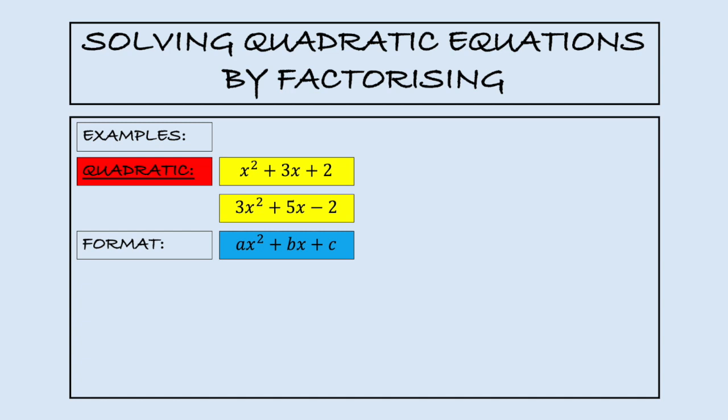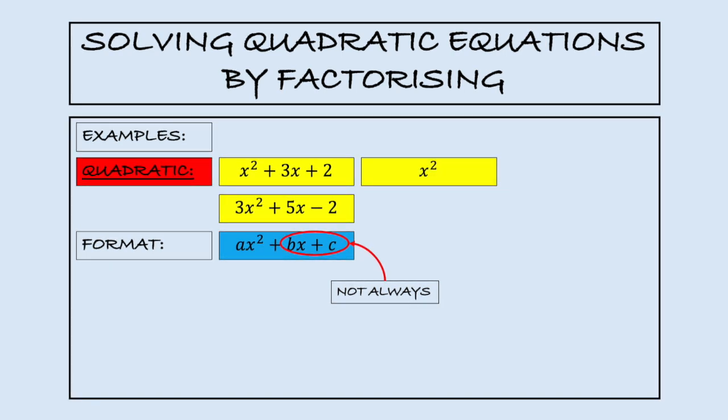We know that a cannot ever be 0 because the defining factor of a quadratic is that it must have a squared term. However, bx and c don't always have to be present. B and c could equal 0, which could give us a quadratic such as x squared equals 0, or x squared plus x equals 0.